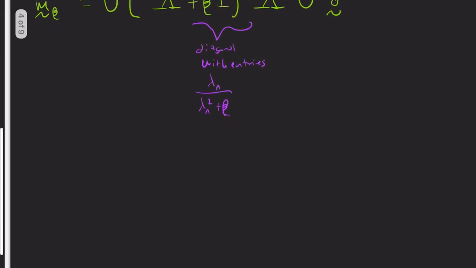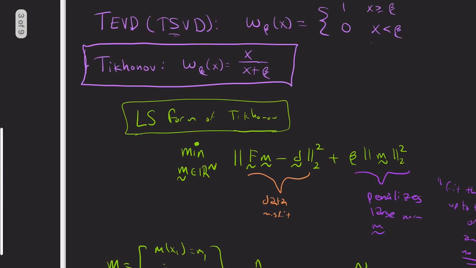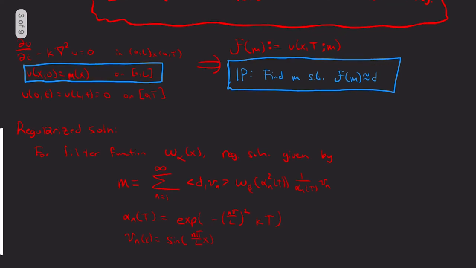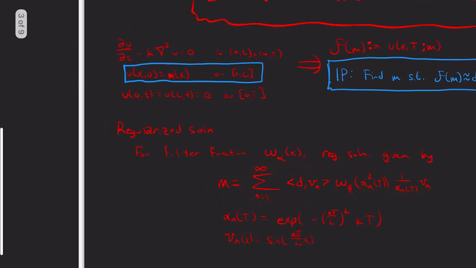So that should look familiar. This is this sum. It is d dotted with un, omega beta of lambda n squared, times 1 over lambda n un, which looks exactly like this expression here, just with slightly different eigenvalues and eigenbases.